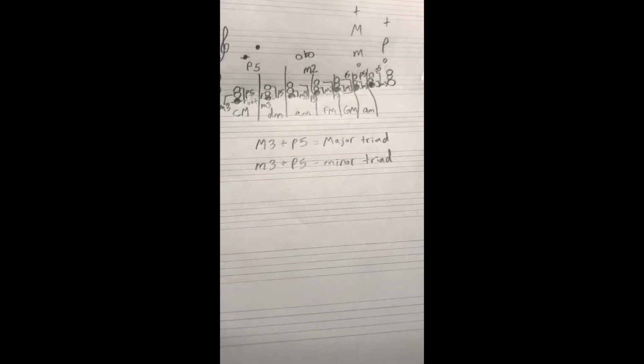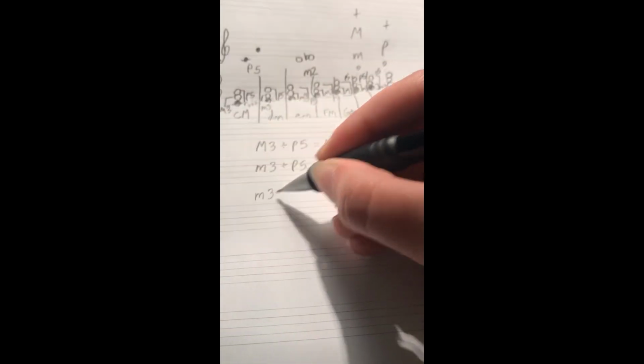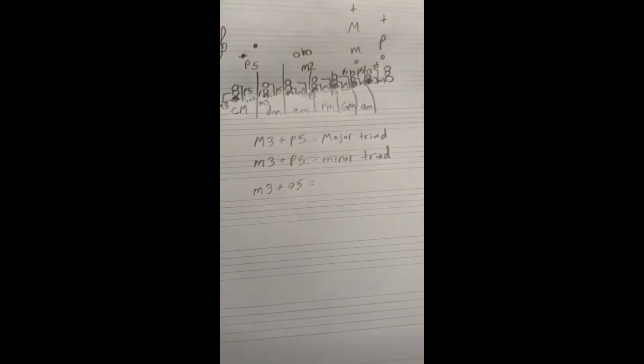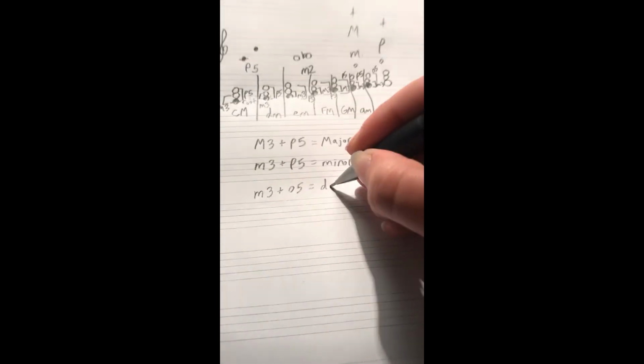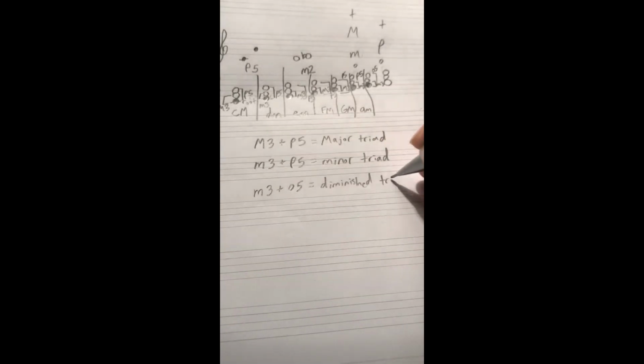So this is where we lead to another one to add to the chart here. If you have a minor third plus a diminished fifth, I'm sure you can already guess, it's going to be a diminished triad.